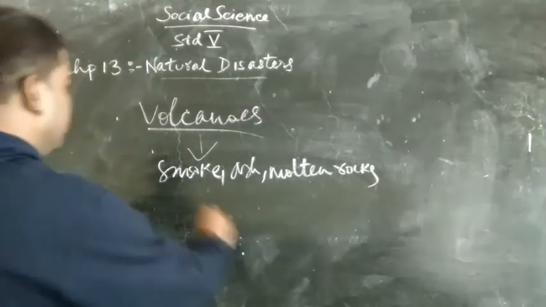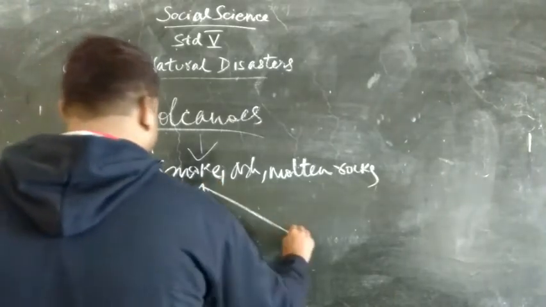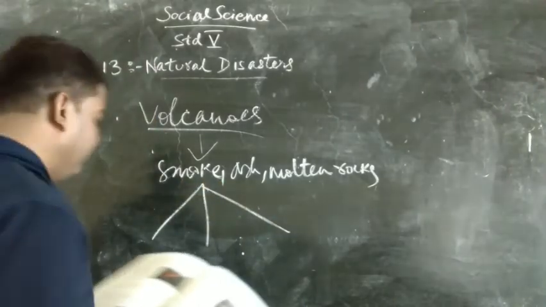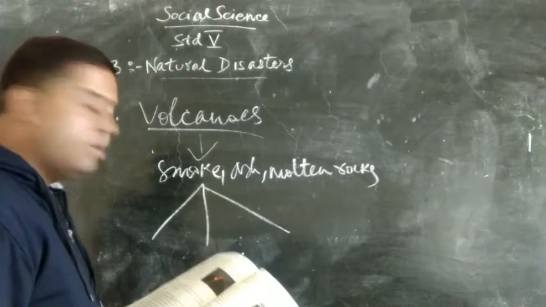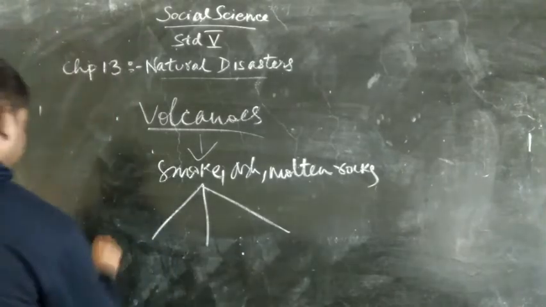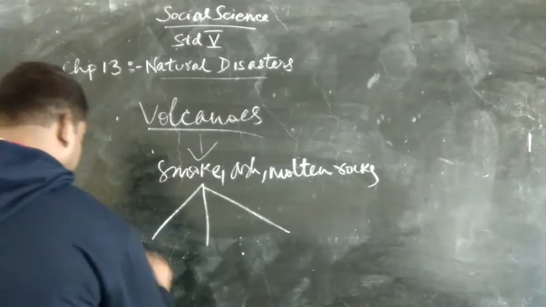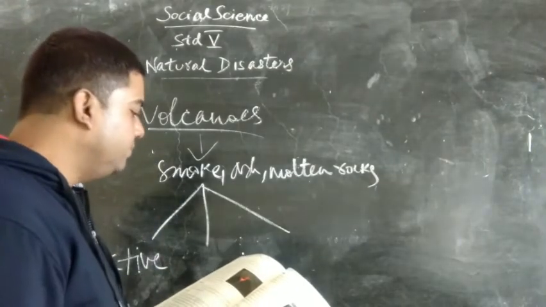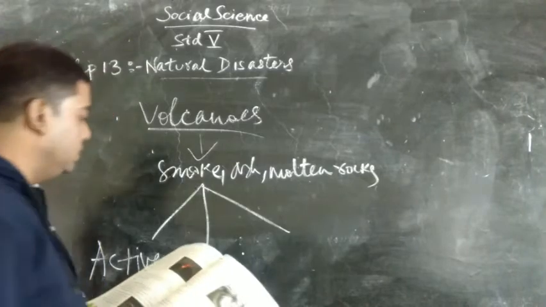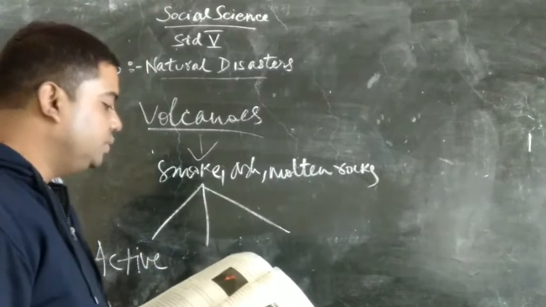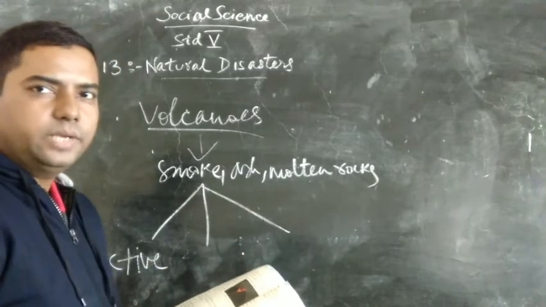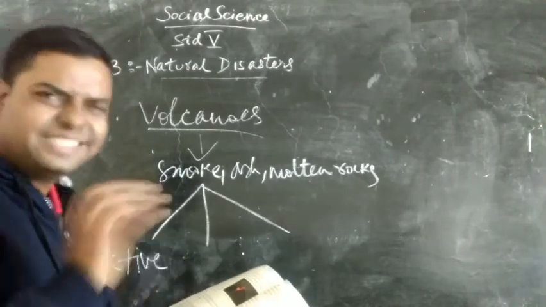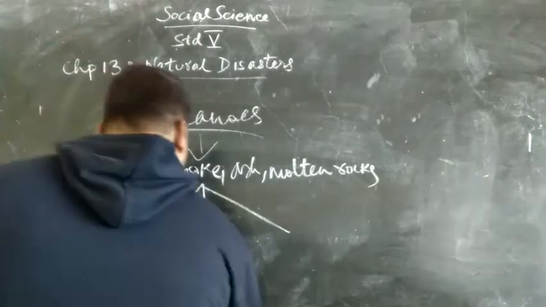And now we come to the various types of volcanoes. First, we come to active volcanoes. The volcanoes which erupt very often are called active volcanoes. So as the name suggests, my children, they erupt very frequently. Second, we come to dormant volcanoes. Now these are those volcanoes which erupt very rarely. So dormant volcanoes are those volcanoes that don't erupt very frequently but sometimes.